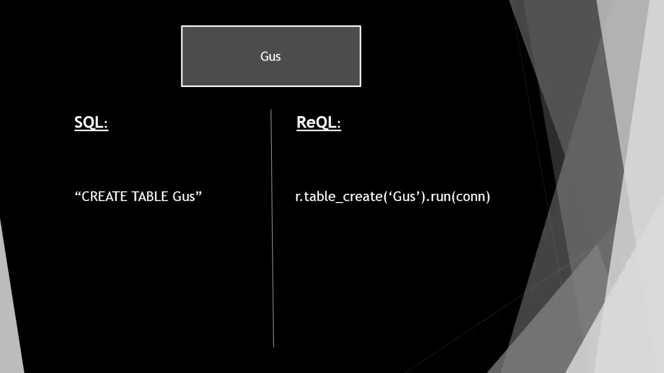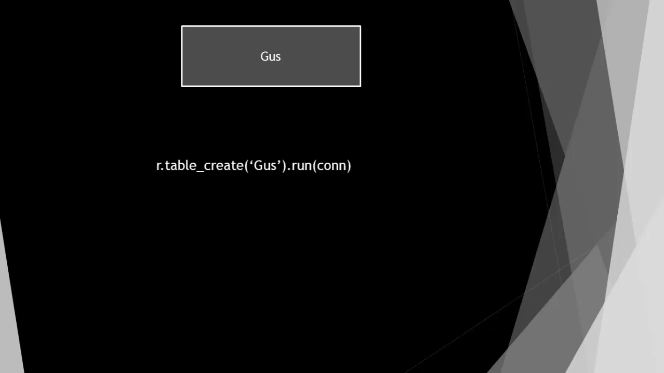So let's say you wanted to create a table called Gus. Using SQL, you would need to create a string that said create table Gus. You would then pass it to the database. Using ReQL, your code would look like this. Let's break this down. In this example, r is a variable referring to the database. tableCreate is a RethinkDB method we are calling to create a table in the database represented by r. Gus is a table. run is a method that sends the statement to the server to be executed. And con is the connection to the database.